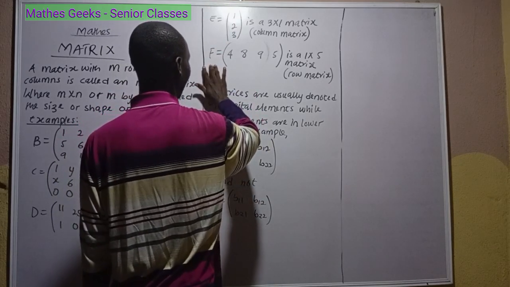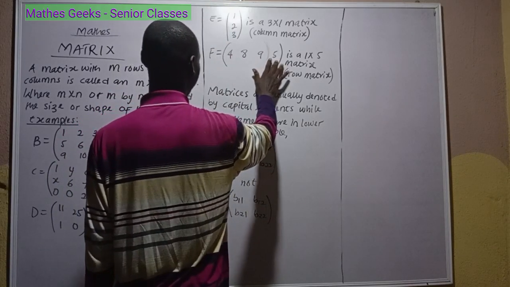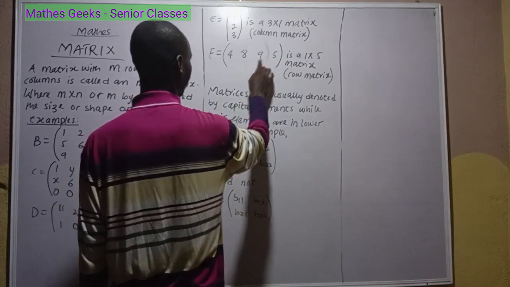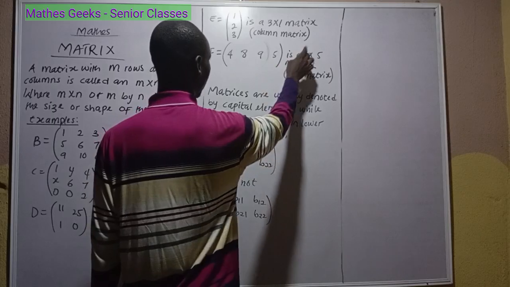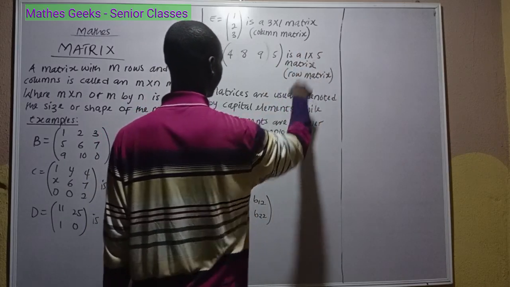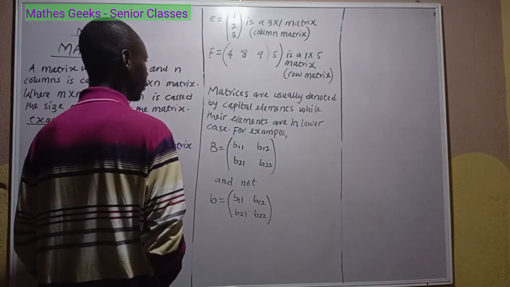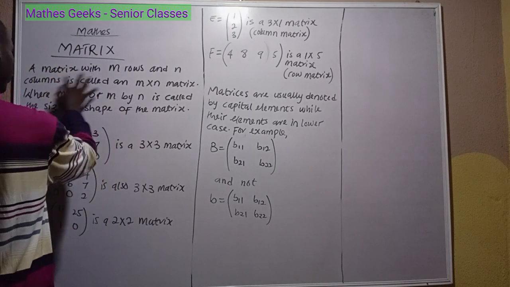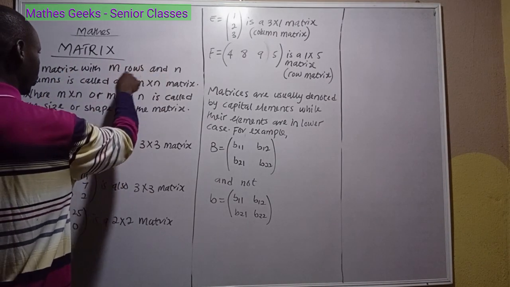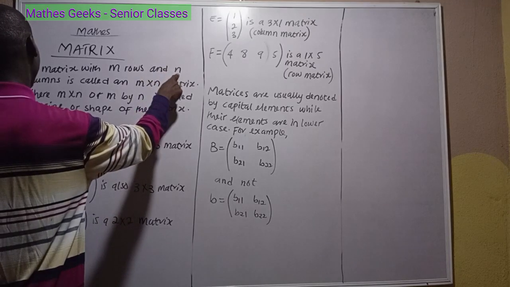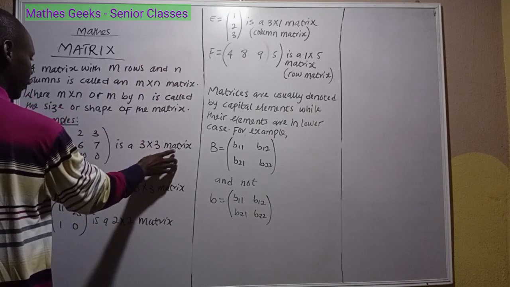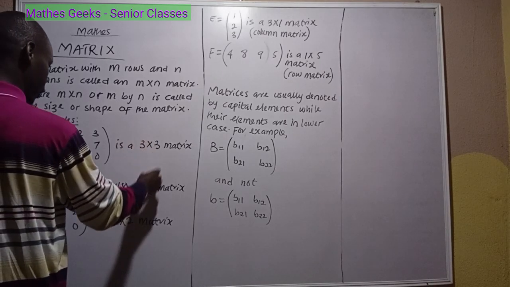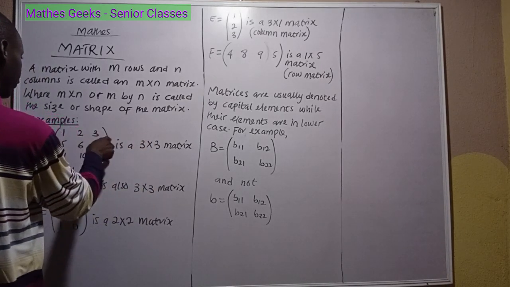And matrix F has one row but 5 columns: the first column, second column, third column, the fourth column, and the fifth. So we call it a 1 by 5 matrix. The order is that the row comes first. A matrix with m rows, the rows come first, followed by the columns. If you look at it again, you discover that the row usually comes first. So let's take note of the row.